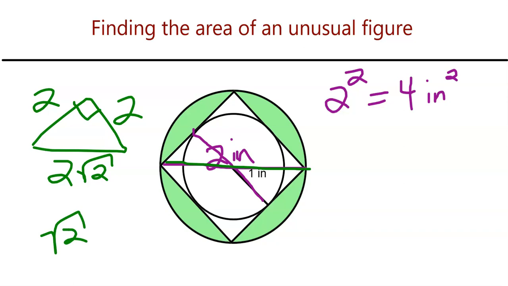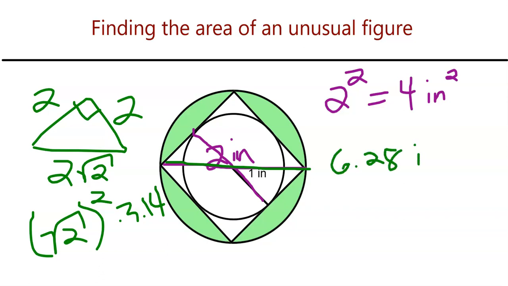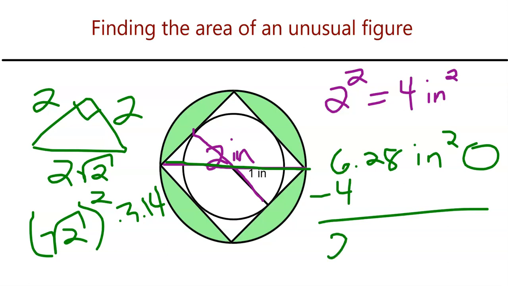And in the area formula of pi r squared, that is square root of 2 squared times 3.14. Square root of 2 squared, of course, is 2, and 2 times 3.14 is 6.28 square inches. That is the entire circle. Take away the square to get a shaded area of 2.28 square inches.